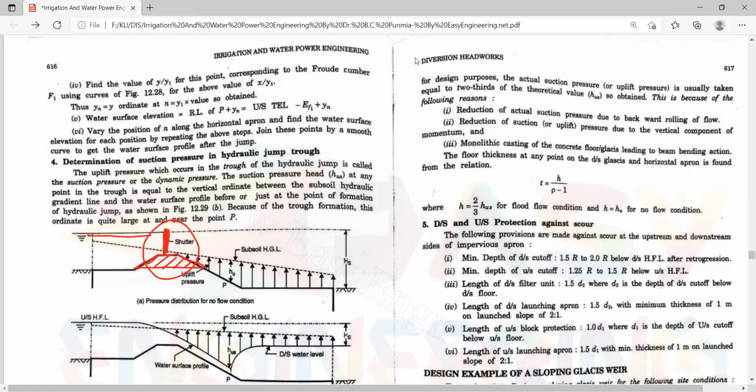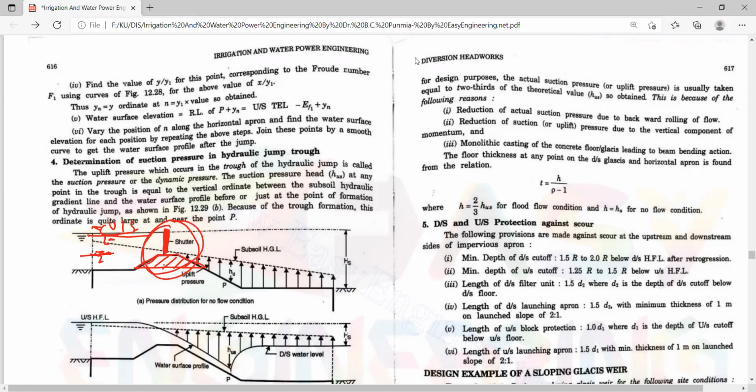So here, what is going to happen? Actually, the river water level is at the maximum flood level before construction of the weir. Because of the construction of the weir, on the upstream side of the weir, the water level is going to increase to this level. So it is easy to extract the water from the river to the canal, by gravity, to divert the water. So these weirs are useful.